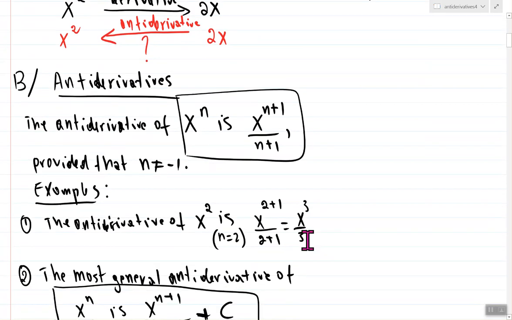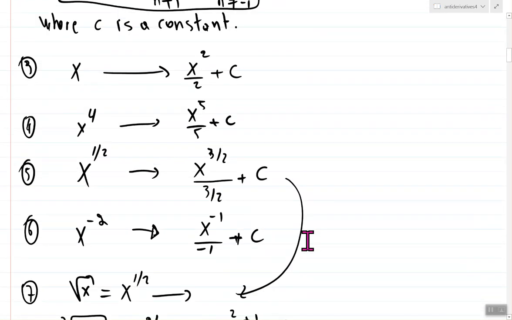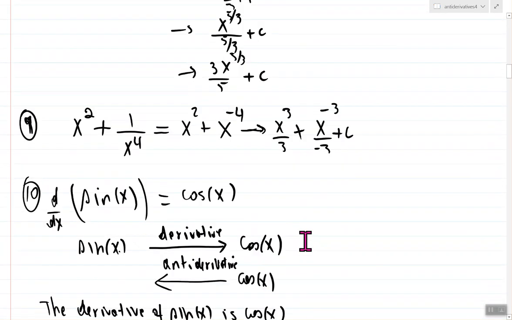So that's why, when you're trying to find the antiderivative of 1 over x to the 4th, you have to change it to x raised to negative 4 first, and then you can find the antiderivative of this by adding 1. So negative 4 plus 1 is negative 3, divided by negative 3. So when you're done, then you put plus c.